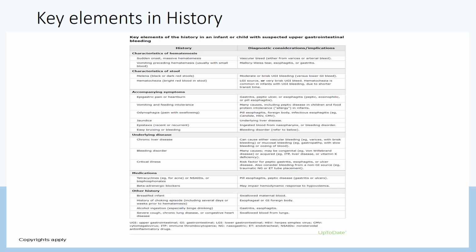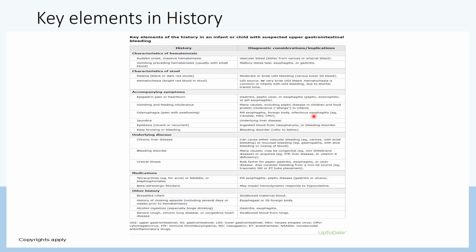The characteristic of stool: epigastric pain or heartburn, gastritis, peptic ulcer or esophagitis, vomiting and feeding intolerance. There could be many causes, including cow milk protein allergy and peptic acid disease. Odynophagia, which is pain with swallowing. It could be esophagitis, could be foreign body, candidal infection, or CMV infection. Jaundice would be a marker of prolonged liver disease.